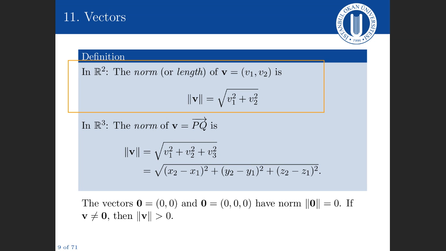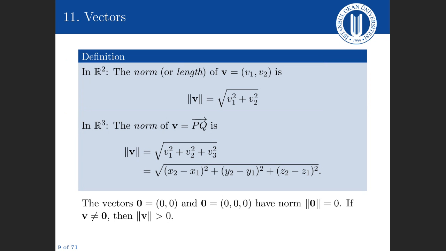The norm, which is a mathematical way of saying the length of a vector, is given with this formula. The norm of the vector v is the square root of v1 squared plus v2 squared.